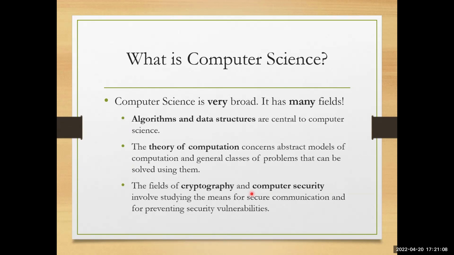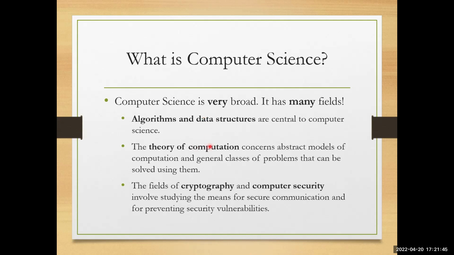Computer science is a very broad field, and it has many subfields. Algorithms and data structures are central to computer science. The algorithm means a step-by-step direction about how the computers should follow to solve various problems. Data structures consider how we organize data within the computer. So they are actually very fundamental in computer science.